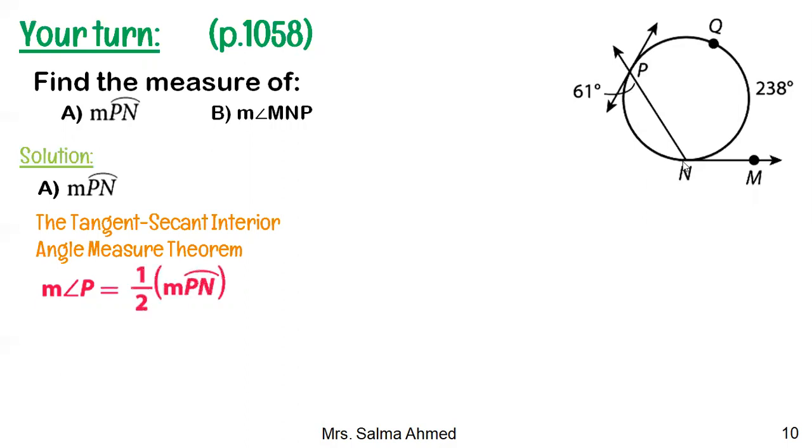So by substituting, the measure of angle P is 61, equals half the measure of arc PN. Now I'm going to multiply by 2 on the other side, or move the division to the other side to become multiplication. So it will be 61 times 2. It gives me 122 equals the measure of arc PN. So this is the measure of that arc.